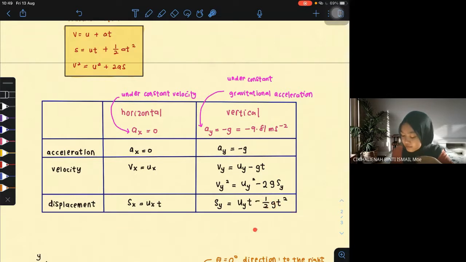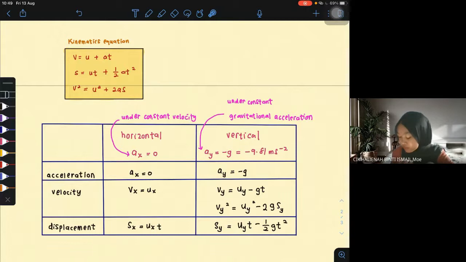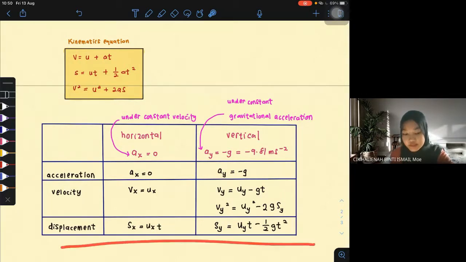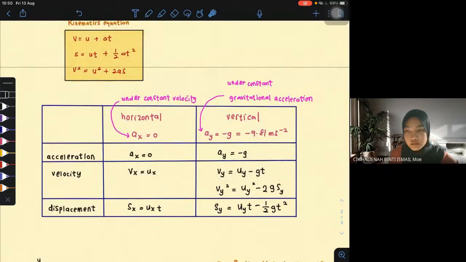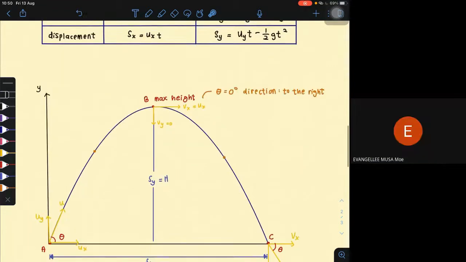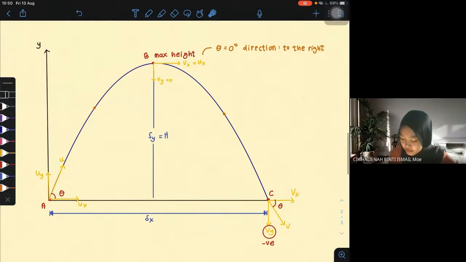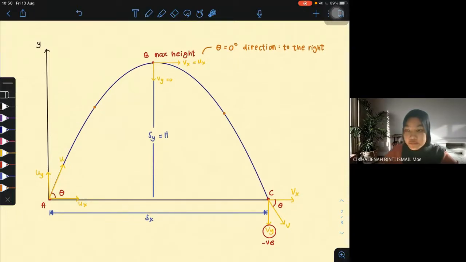Okay, so this one kamu kena salin lah ataupun hafal lah. It's impossible to hafal for now. So salin dahulu so that anytime you want to do the problem solving, you can refer to this table here, which is actually we have it in your notes. Okay, any questions so far? No question? Tiada question. Okay, so let me continue to the next one.